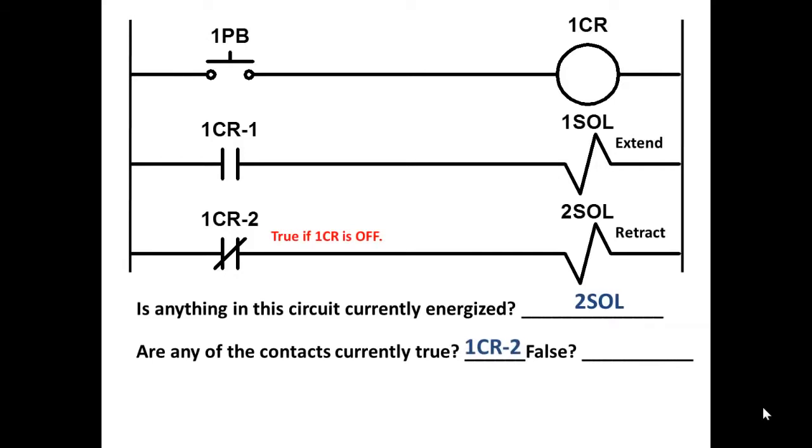1CR-2 is true because it's off. In other words, it will have continuity. It's true because it's off. Are there any that are false? Look real closely.